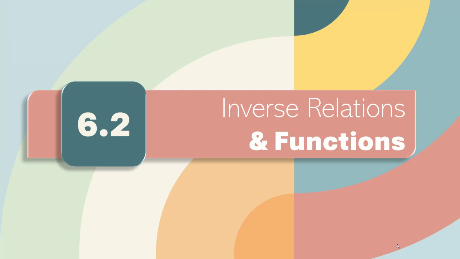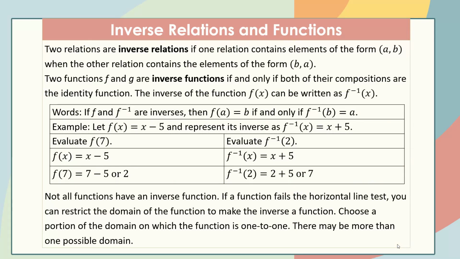Welcome back. Today we are learning about inverse relations and functions. Relations are inverses if one relation contains elements of the form (a, b) and the other, the inverse one, contains (b, a). So basically, notice we're just interchanging the x and y values in that ordered pair.